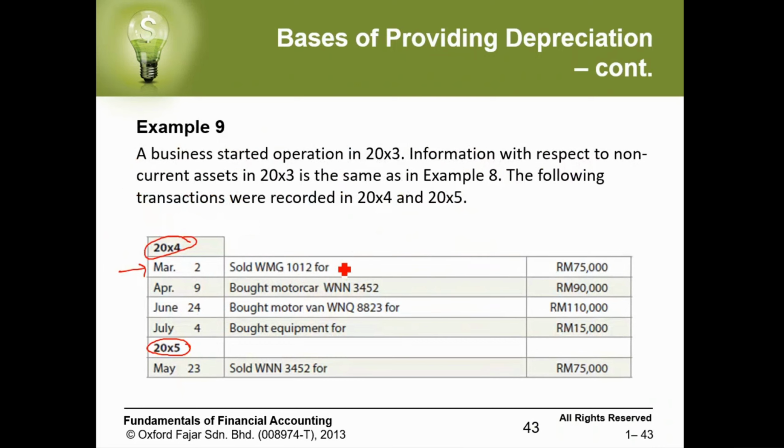So this one which we sell, we already counted. We bought a motor car number WNNT452 on April 9. So here, how many months are we holding this asset? First of all, this asset we don't have previously, which means we don't have a carried value. We'll use the cost itself.